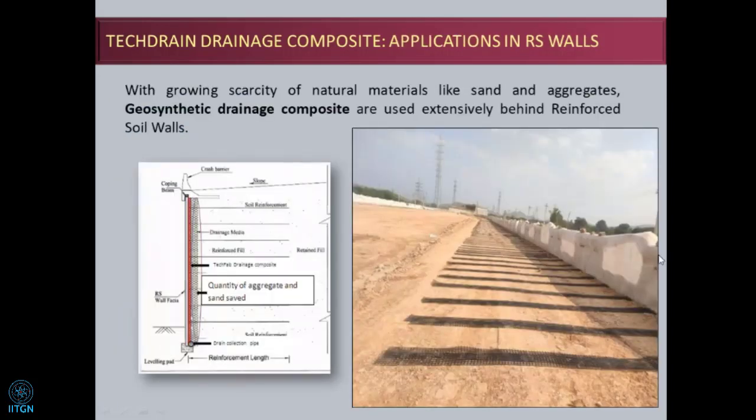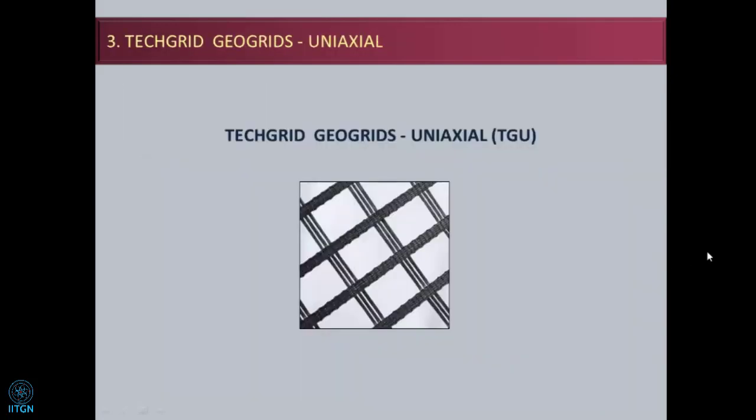You can have it behind any retaining structure. Here we just show photographs of reinforced soil structures. So this is also one of our products. Another is GeoGrid, a reinforcement for any retaining structures, meaning reinforced soil walls and reinforced soil slopes. Knitted and PVC coated polyester GeoGrids are used as reinforcement.